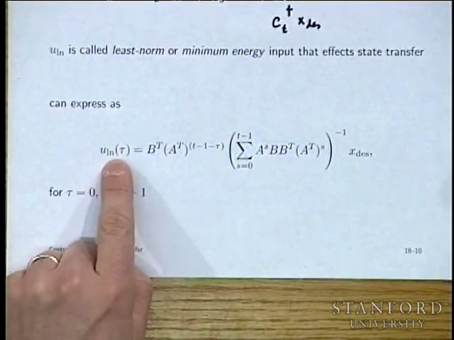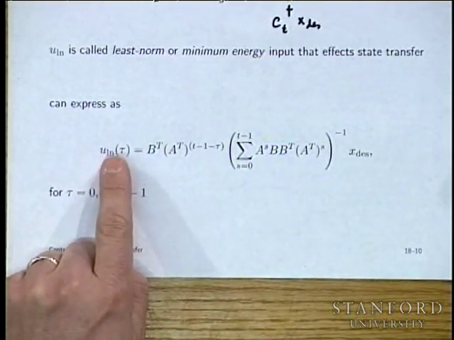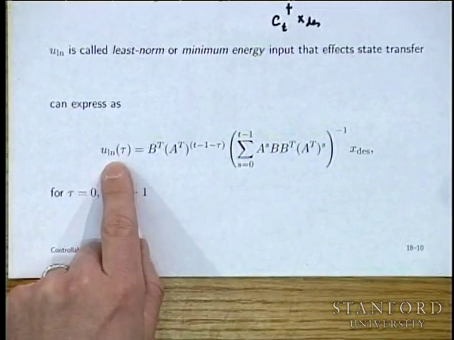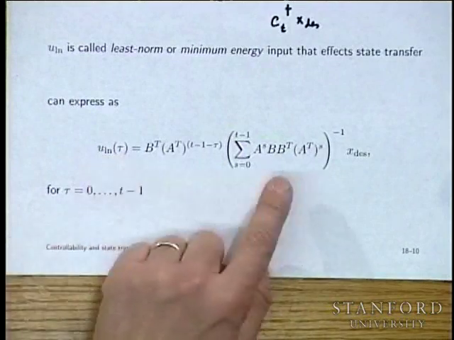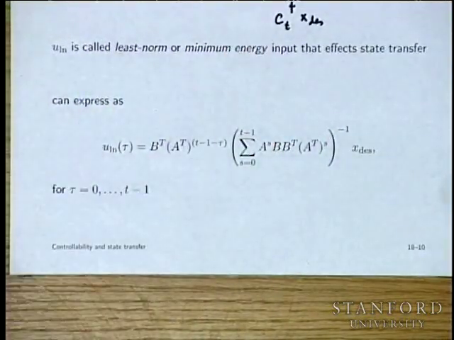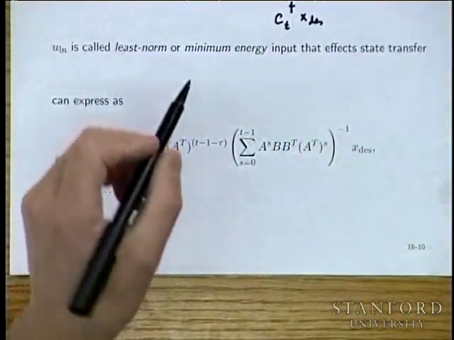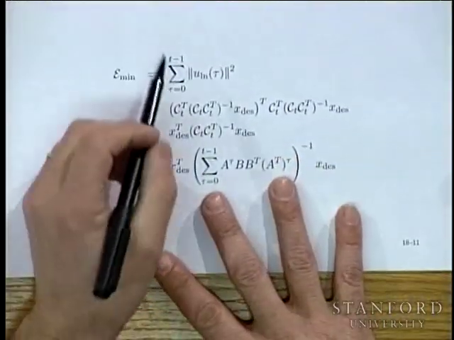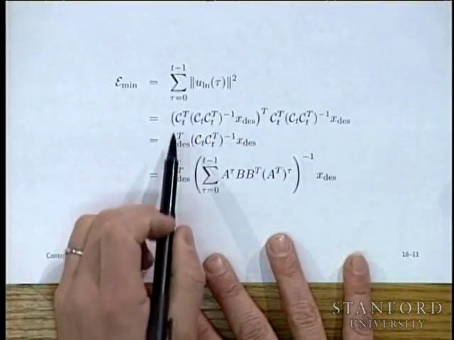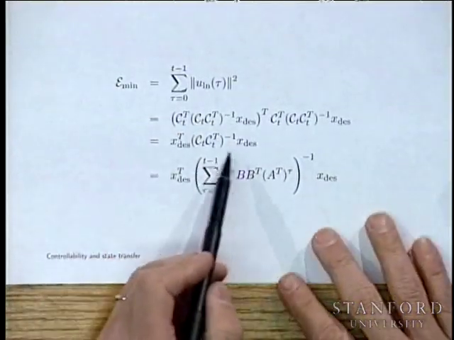Now, we can say something much more interesting here. We can actually work out the energy, the actual 2-norm squared of this least norm input. Now, if you work out what that is in general, it's going to be a quadratic form. And the quadratic form is very simple. It turns out, when all the smoke clears, it's this.